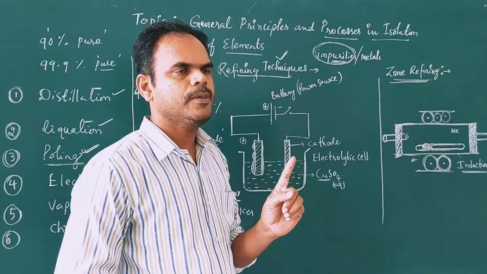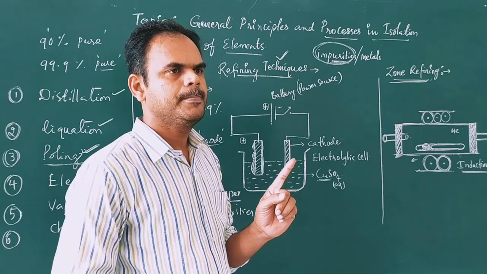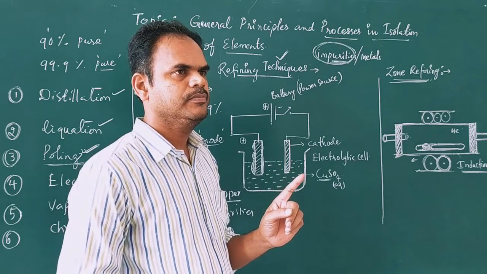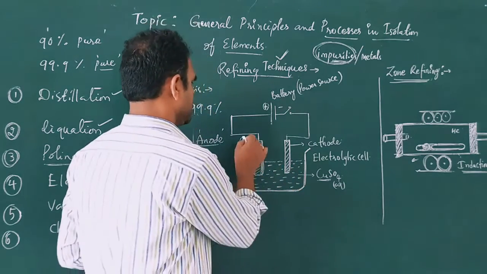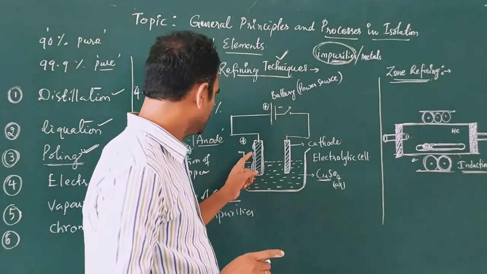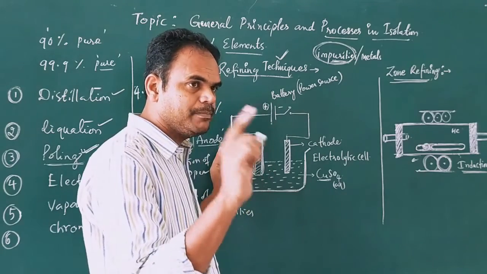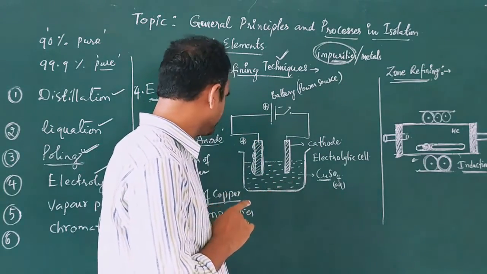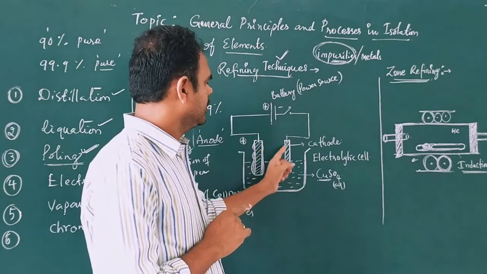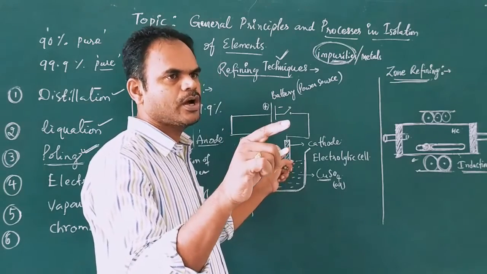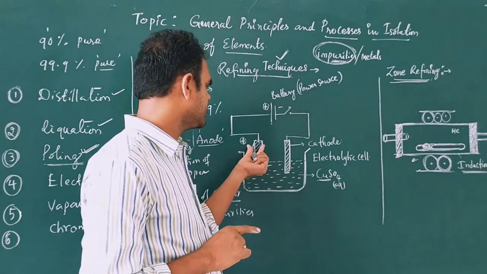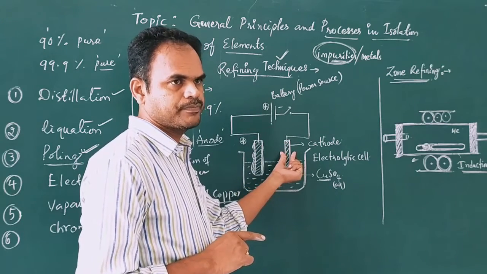What is the charge of the anode? Positive. The charge of the anode is positive. The anode must be the impure copper, the blisters of copper rod. The cathode must be pure copper. If you compare with this, if the anode is 100 grams, the cathode should be about 10 grams.